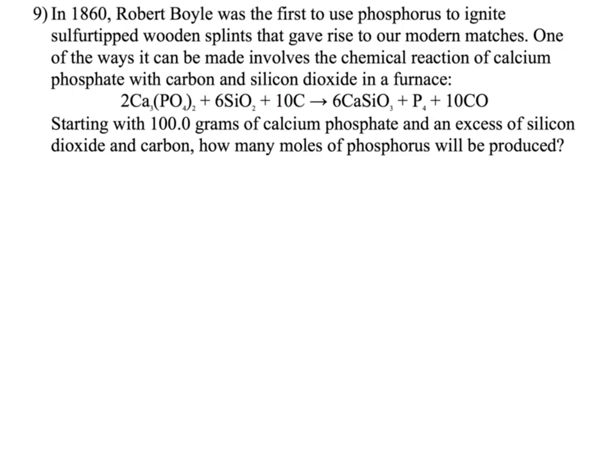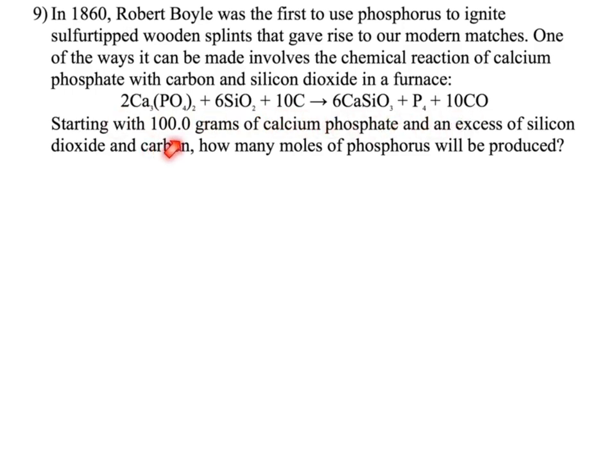In this problem, in 1860, Robert Boyle was the first to use phosphorus to ignite sulfur-tipped wooden splints that gave rise to our modern matches. One of the ways it can be made involves the chemical reaction of calcium phosphate with carbon and silicon dioxide in a furnace. And this here is the balanced chemical equation for this. We know it's balanced because we have coefficients in here.